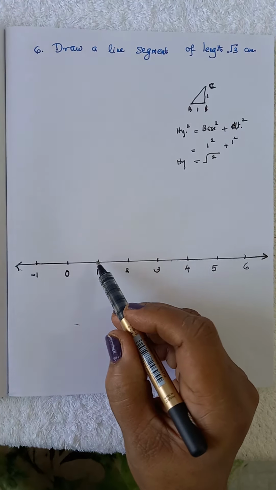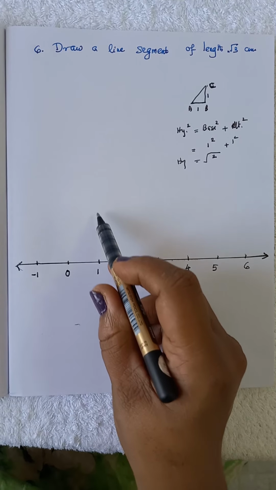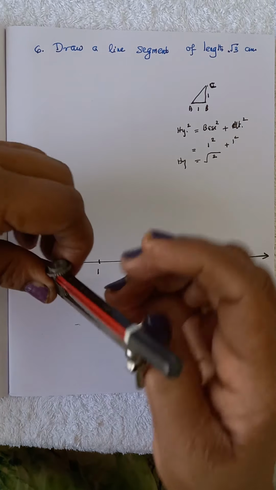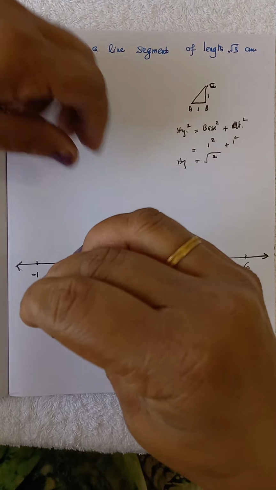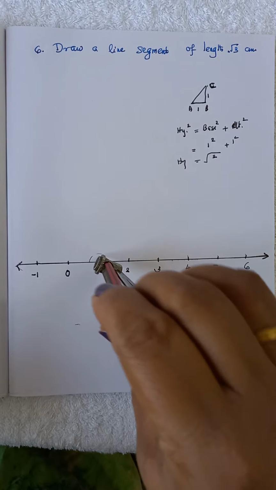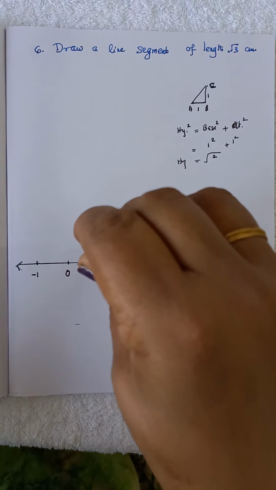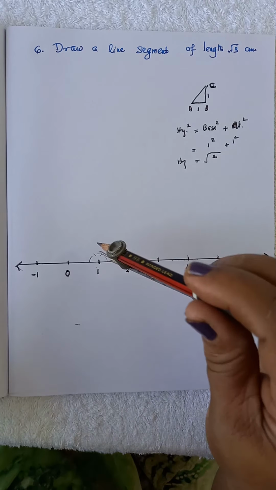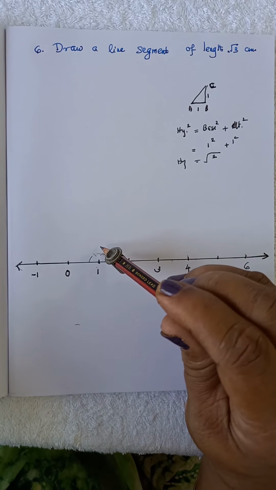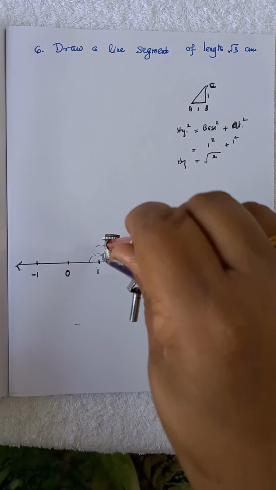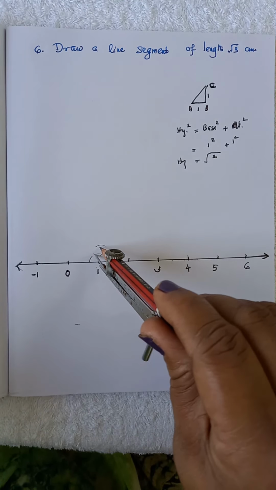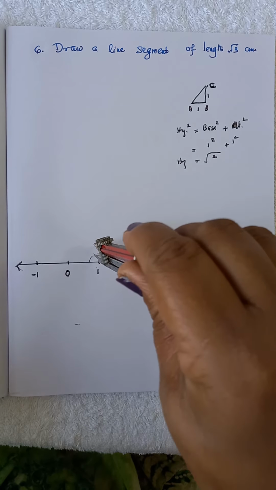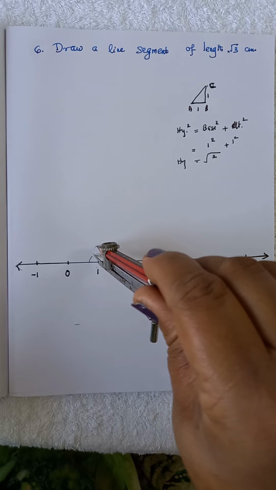This is 1 unit. Then we will draw a perpendicular to this number line through this 1. So I'm drawing a perpendicular. From 1, draw a small semicircle, and from this point we have to cut this arc. Again here also we have to draw a small arc, and from the first arc draw another small arc above this point 1, and from the second arc also draw a small arc so that it will cut the first arc.